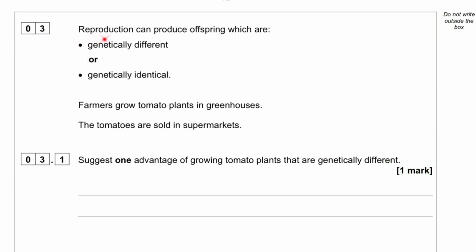Question 3. Reproduction can produce offsprings which are genetically different or genetically identical. Farmers grow tomato plants in greenhouses. The tomatoes are sold in supermarkets. Question 3.1. Suggest one advantage of growing tomato plants that are genetically different. We look at the variations of flavor or color or sizes.